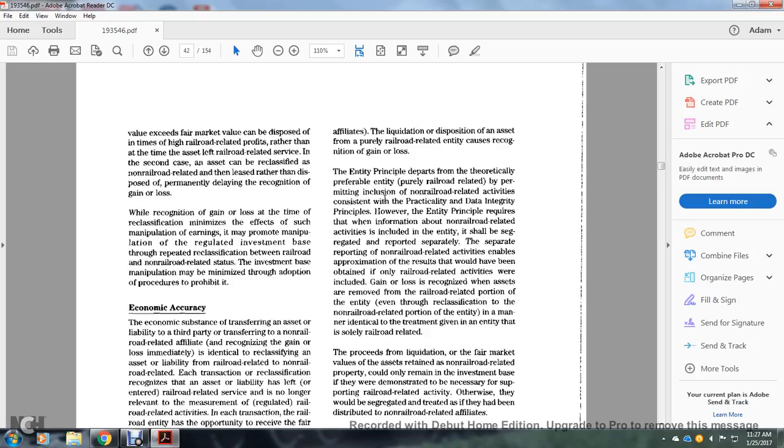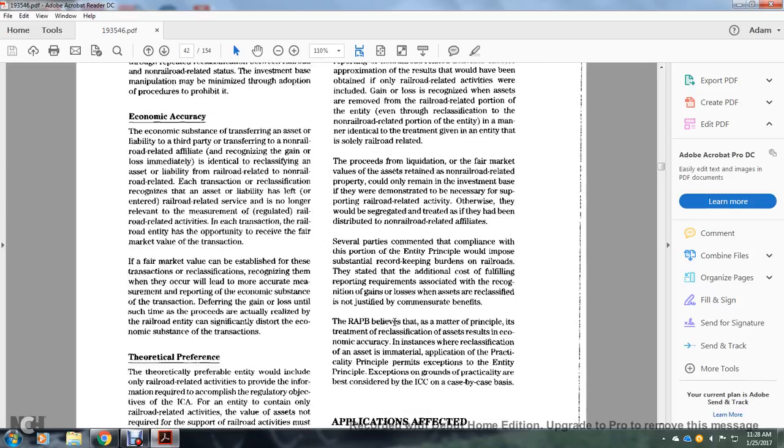The entity principle departs from the theoretically preferable entity, purely railroad-related, by permitting the inclusion of non-railroad-related activities, consistent with practicality and data integrity of the principles. However, the entity principle requires that the information on non-related activities included in the entities be segregated but reported separately. The separate reporting of non-related activities enables approximation of the result that would have been obtained if the railroad-related activities were included with the gain or loss recognized with the asset removed from the railroad-related portion of the entity, even though the classification of the non-railroad-related portion of the entity is given identical treatment to entities that are solely railroad-related.